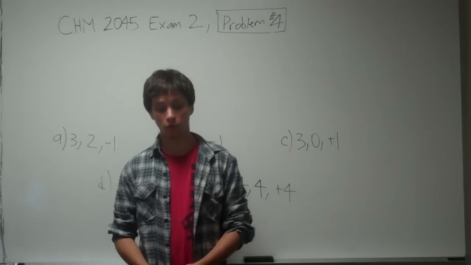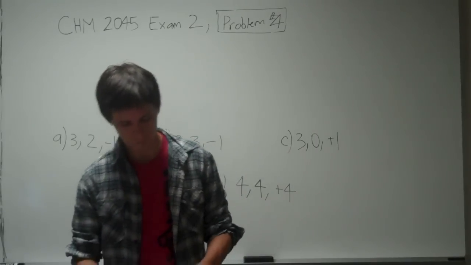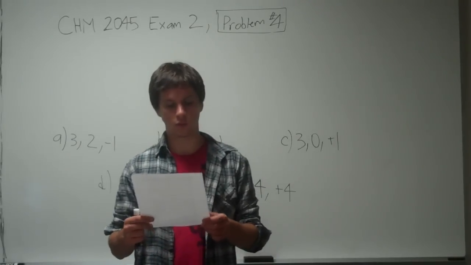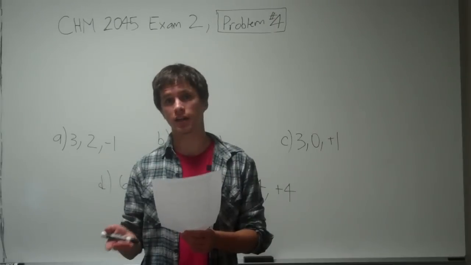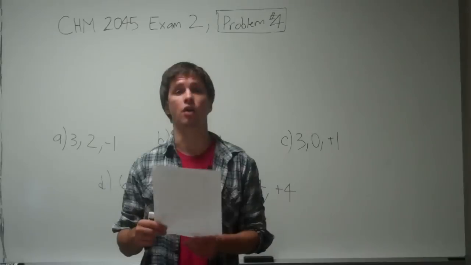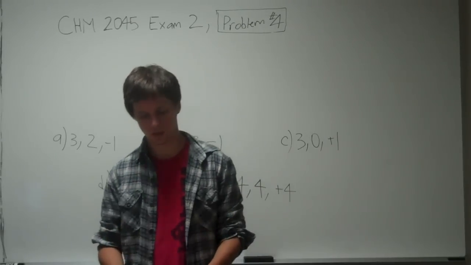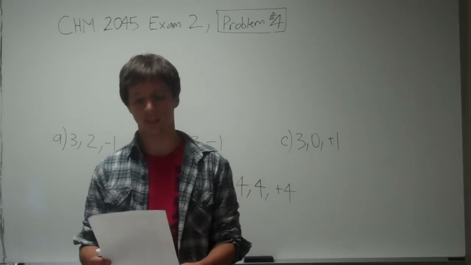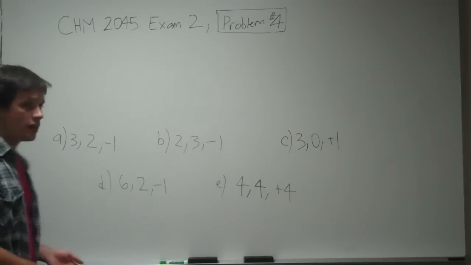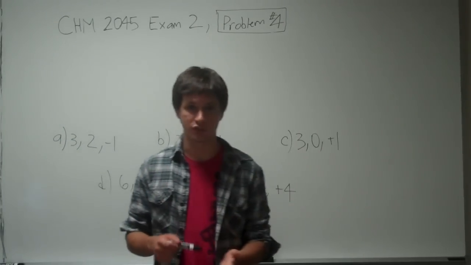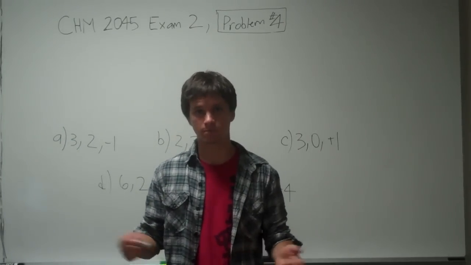This is problem number 4. The problem says, which of the following sets of quantum numbers, n, l, and m sub l, are not allowed? And then it gives 5 sets of quantum numbers, which I've already written down on the board here. The goal of this question is to figure out which ones can't exist.